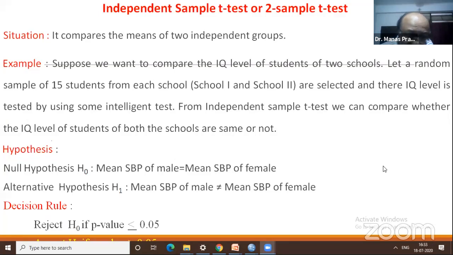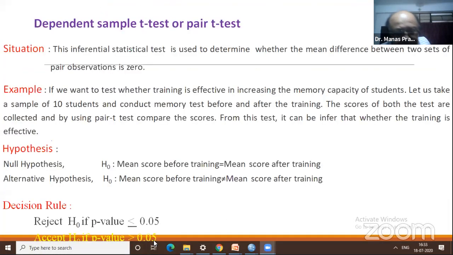So what will be the decision? The decision rule will be the same. Reject H naught if p value is less than 0.05, or accept H naught when p value is greater than 0.05. So this is my decision. Okay, let us conduct this test in SPSS.